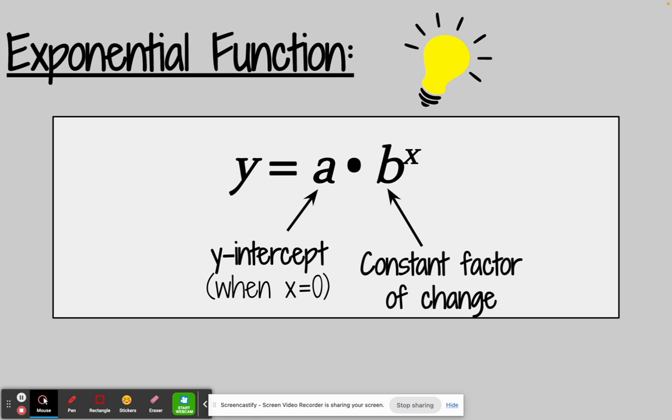b is our factor of change, and it's a multiplication factor of change. That's what factor means. And our x is our exponent.